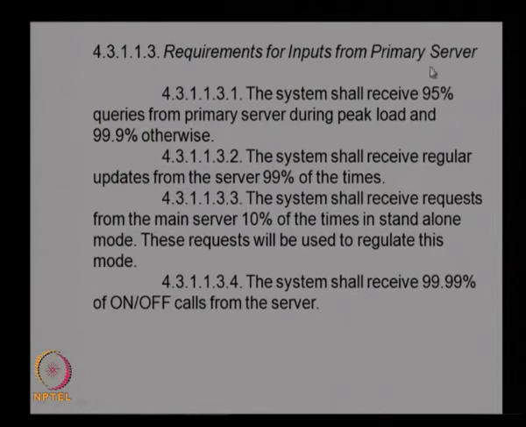Then the inputs from the primary server requirements. The system shall receive 95% of queries from the primary server during peak load and 99.9% otherwise. The system shall receive regular updates from the server 99% of the times, and the system shall receive requests from the main server 10% of the times in standalone mode, and these requests will be used to regulate this mode. Then the system shall receive 99.99% of on-off calls from the server. So these are the input requirements from the primary server.